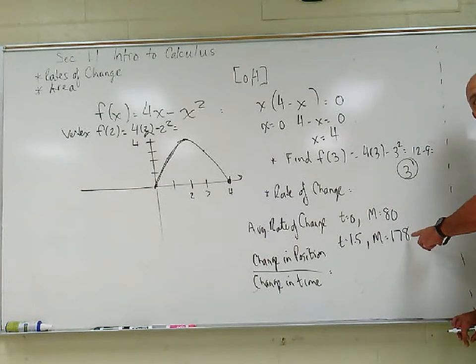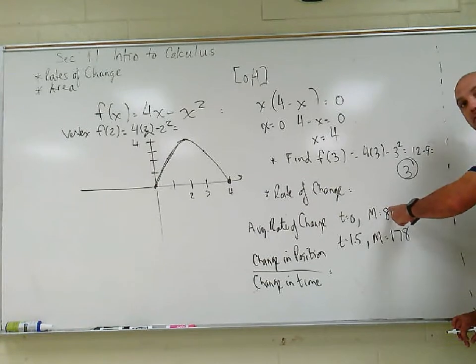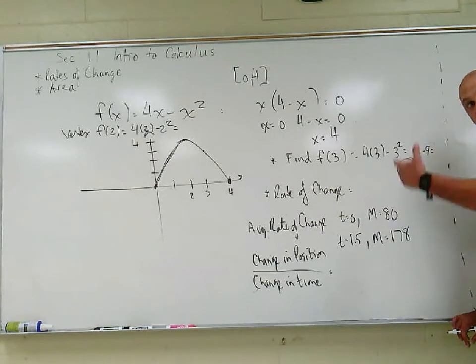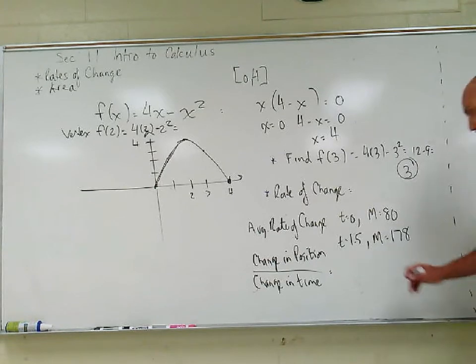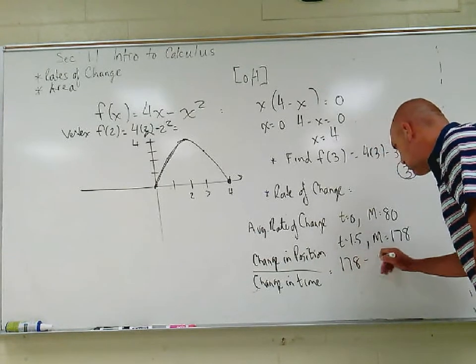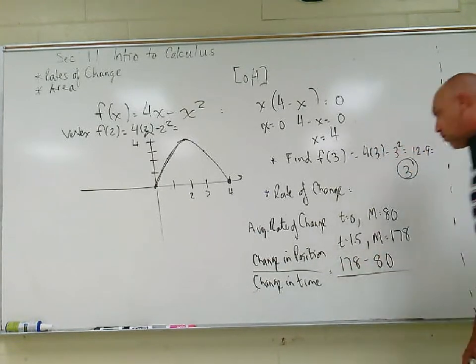So change in position. I ended up where? I started where? So we're figuring out how did your position change? How far did you go? Well, how do you get 98 from 178 and 80? You got to do what? Subtract. So we do 178 minus 80 over change in time.